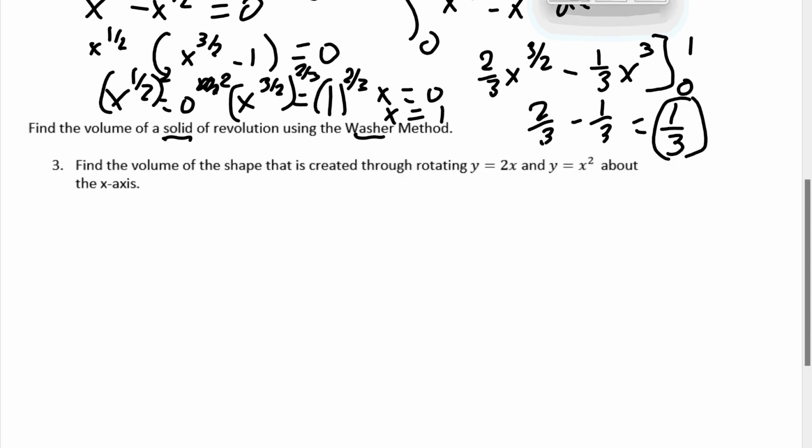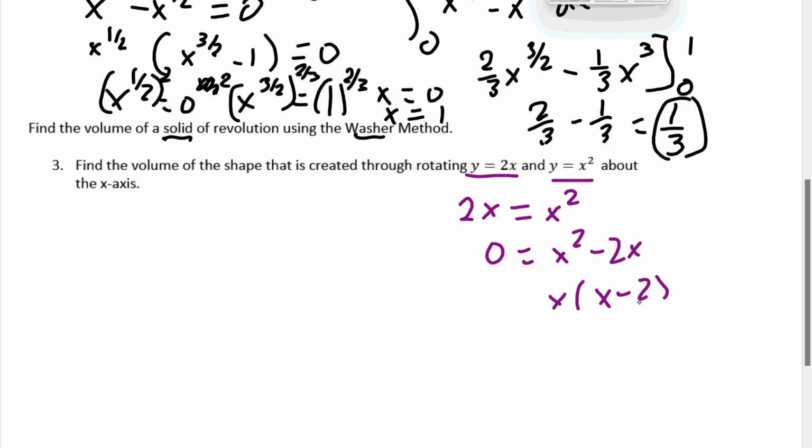All right, so I have 2x. Again, I would want to set these equations equal to each other because they don't give me an a and a b. So I'm going to set these equations equal to each other and solve for x. So I'll factor out an x. So I get x equals 0 and x equals 2, right? So those will be my a and b.